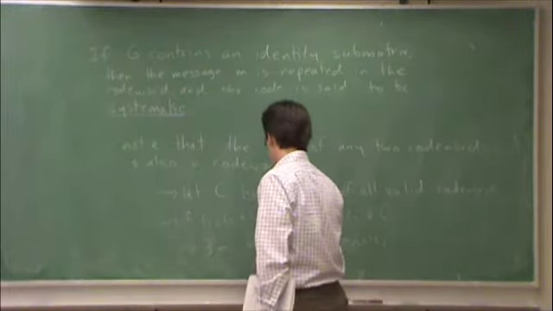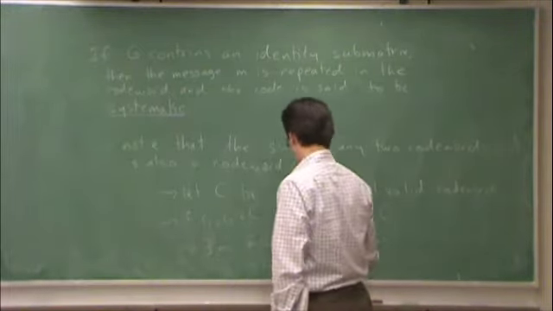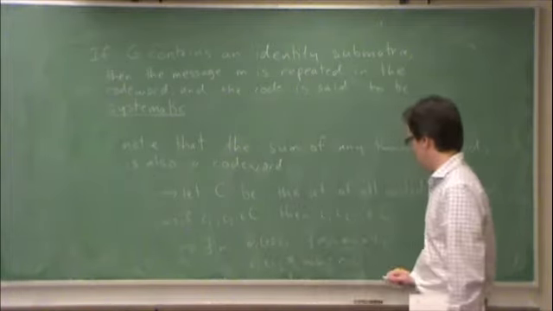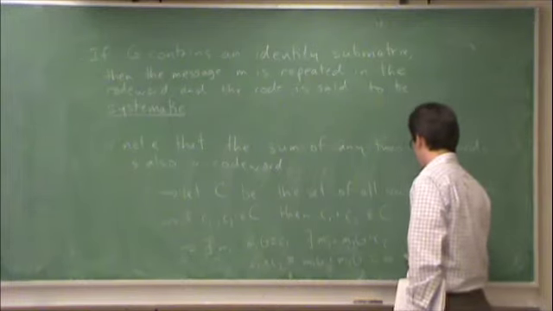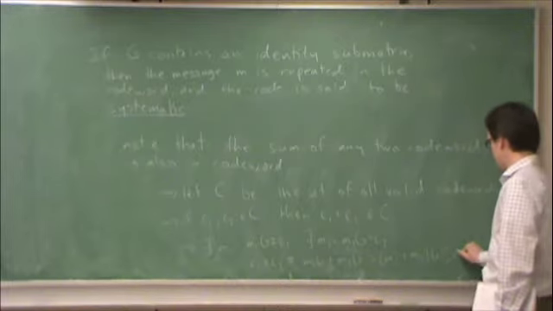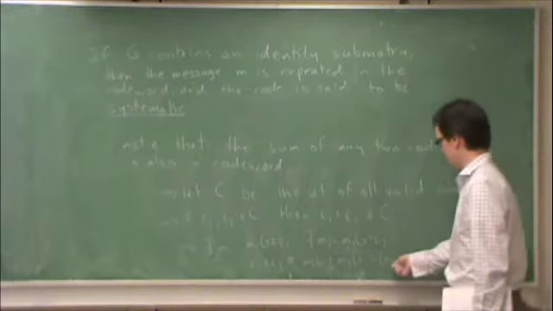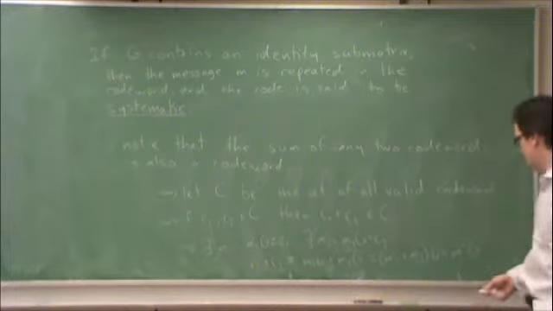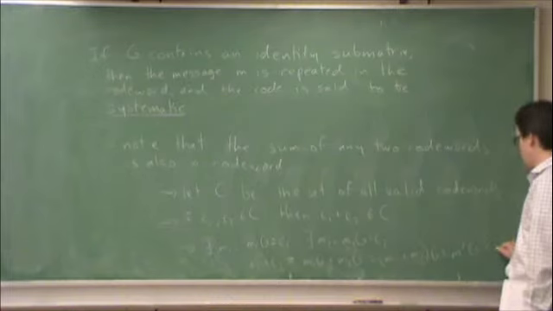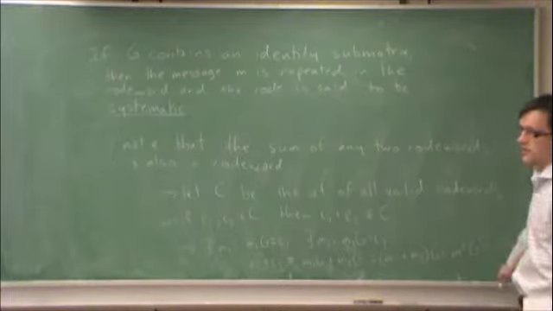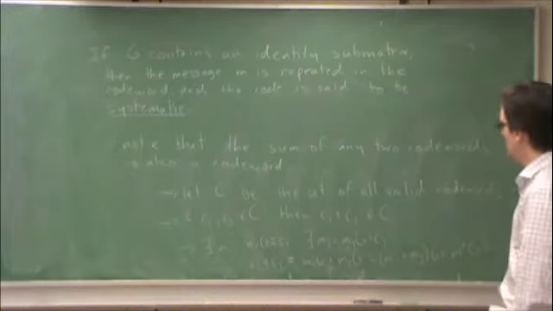So therefore, C1 plus C2 is equal to M1G plus M2G, which is equal to (M1 plus M2)G, which is equal to M prime G. So there's some message that is the sum of M1 plus M2 mod 2, which is M prime G, which is equal to C1 plus C2. So in other words, there's some valid message that corresponds to the sum code word C1 plus C2.